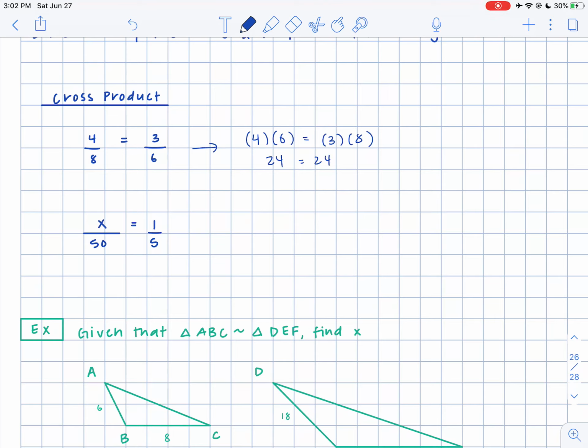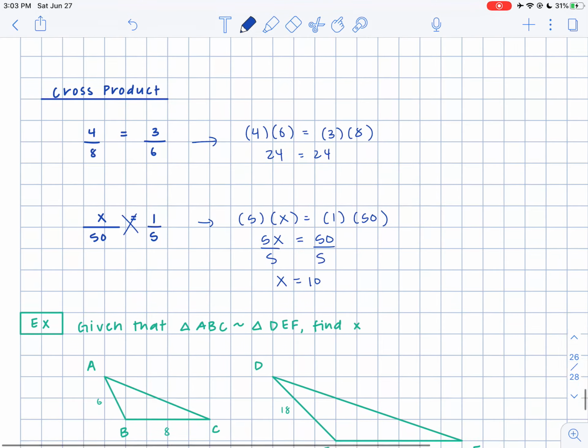Now, you mainly use this when you're solving for some unknown, such as x. That would be our unknown variable. So how do we do it for this situation? Same thing, cross multiply. So you get 5 times x equals 1 times 50. That simplifies to 5x equals 50. Now we want to solve for x, and we need to get x by itself. So we divide by 5, and we get x equals 10. Okay, so we're going to be using that in this lesson to solve for unknown sides.